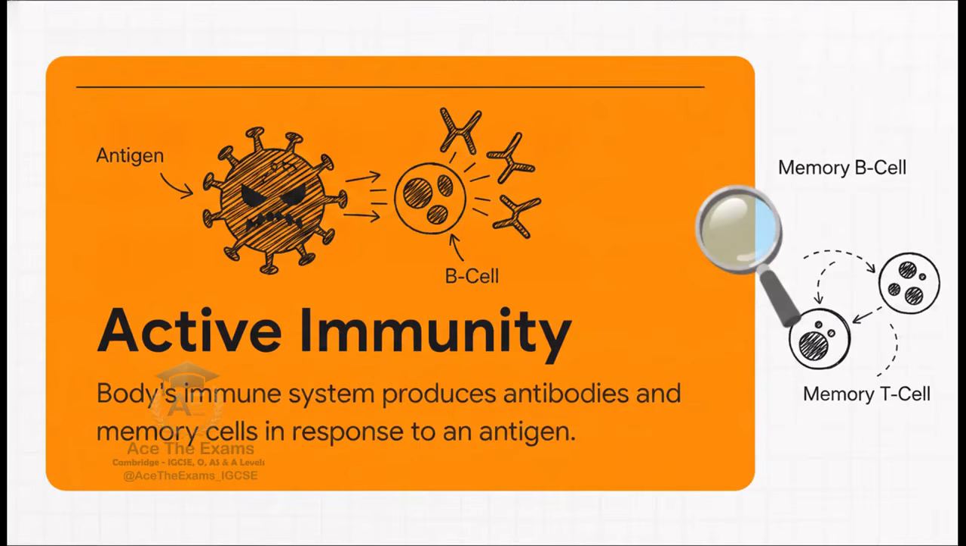Right, so we need to start by locking down the absolute core definitions. Active immunity occurs when the body's own immune system produces antibodies and memory cells in response to an antigen. Listen, the absolute non-negotiable keywords here are produces and memory cells. Active immunity requires your body to do the hard work. Your own immune system must encounter an antigen and actively manufacture those antibodies. And because your body goes through this primary immune response, it generates memory B and T cells. That right there, that is the biological key to long-term protection.